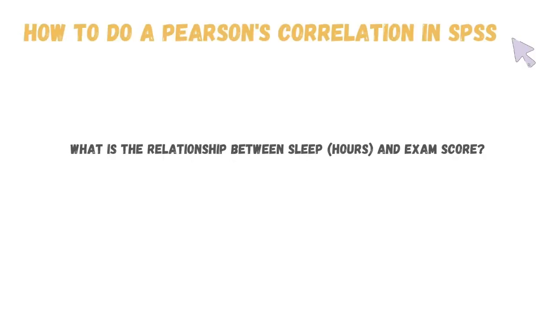Okay, so how to do this in SPSS. I've just made up a question which wants to look at the relationship between sleep in hours and exam score. Obviously, we'd expect that, to a certain extent, the more hours of sleep you get, the better your exam score. For example, someone who's had 8 hours of sleep is probably a little bit more likely to perform better on an exam than someone who has had 4 hours of sleep.